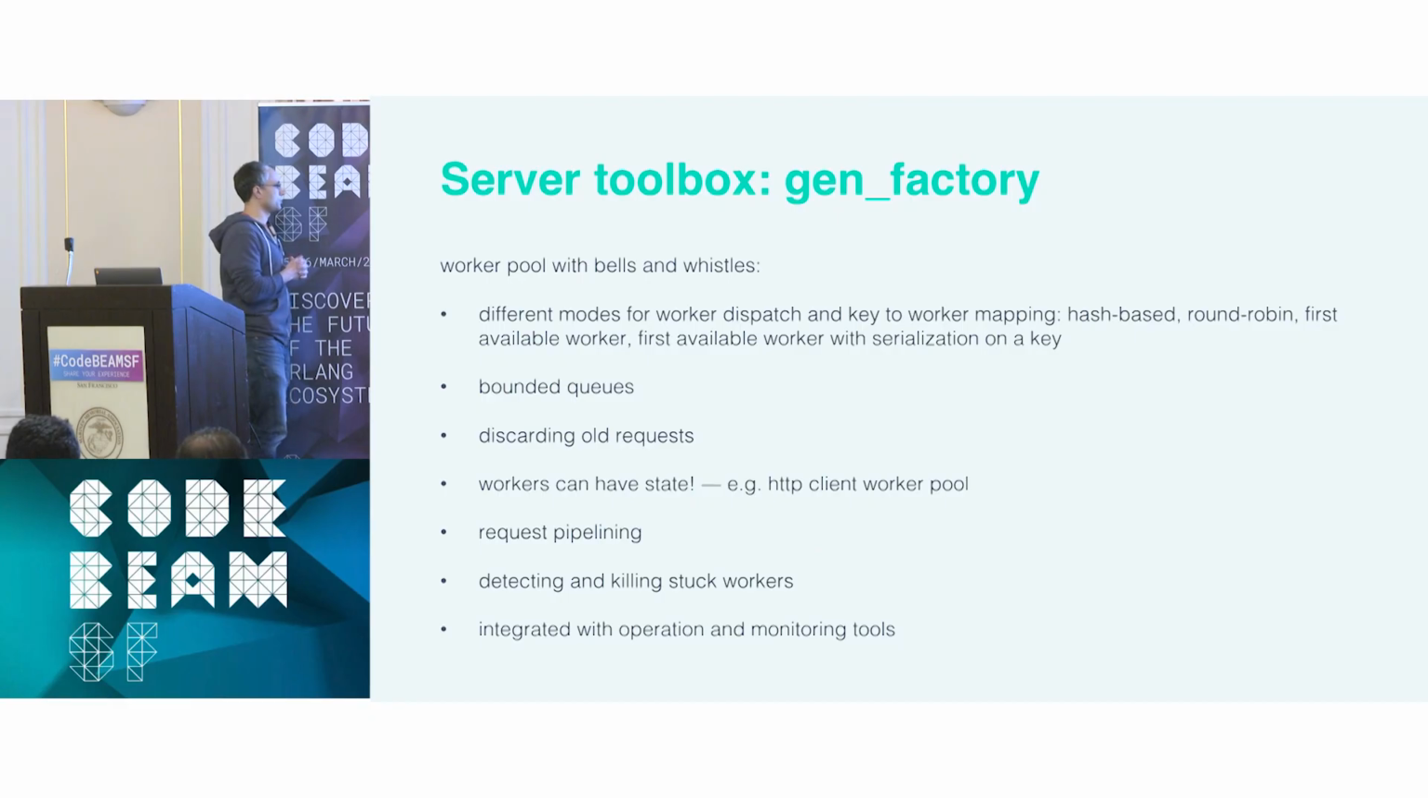Workers can have state, which we use for outgoing HTTP client connections, for example. It supports request pipelining, which is really helpful in some cases. And it can detect and kill workers that are stuck, that cannot go through a single request fast enough. It's also integrated with all our operational and monitoring tools, for example, for watching queue sizes, for measuring throughput, for setting queue bounds, for flushing the queues, and so on.